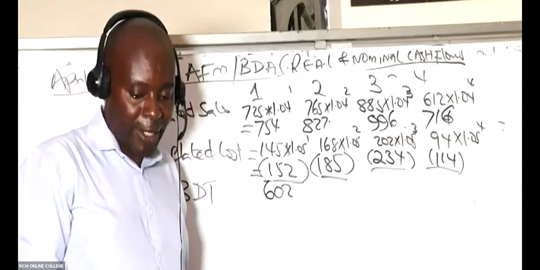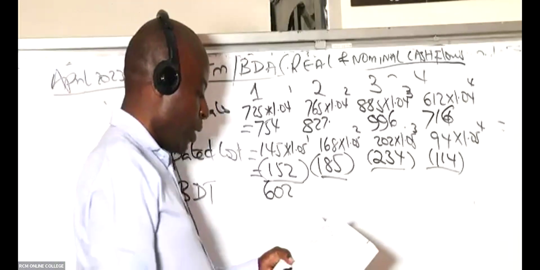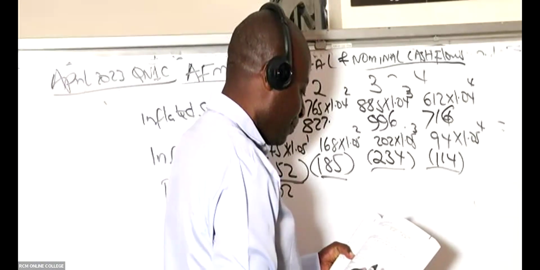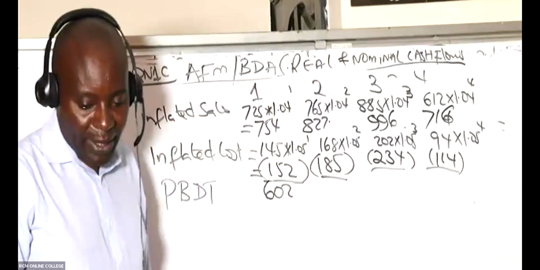827 minus 185. What do we have there? 642. I'm being told 642. So we have here 642, right? I'm being given 762.